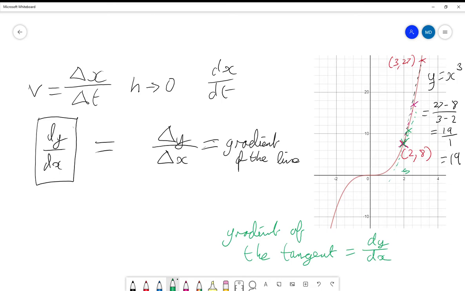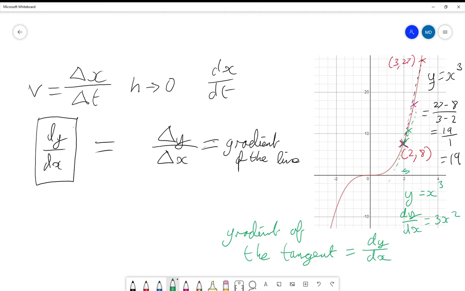And this is why in the last video I was talking a lot about using dy by dx rather than dx by dt, because a lot of the time in mathematics we talk about differentiation as finding us the gradient of a curve at a particular point, or the gradient of the tangent. So in this case, this is the curve y equals x cubed. By our power rule from last video, that means dy by dx is going to be equal to 3x squared.